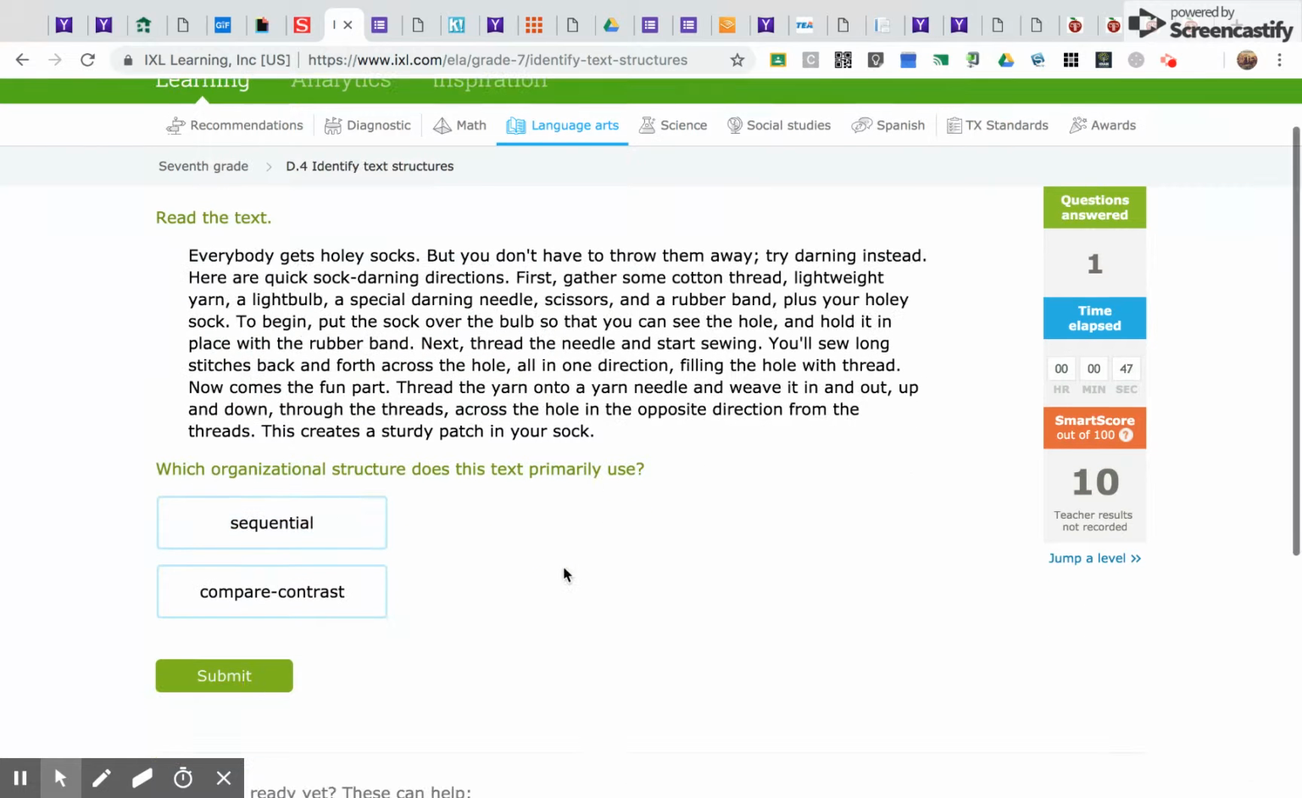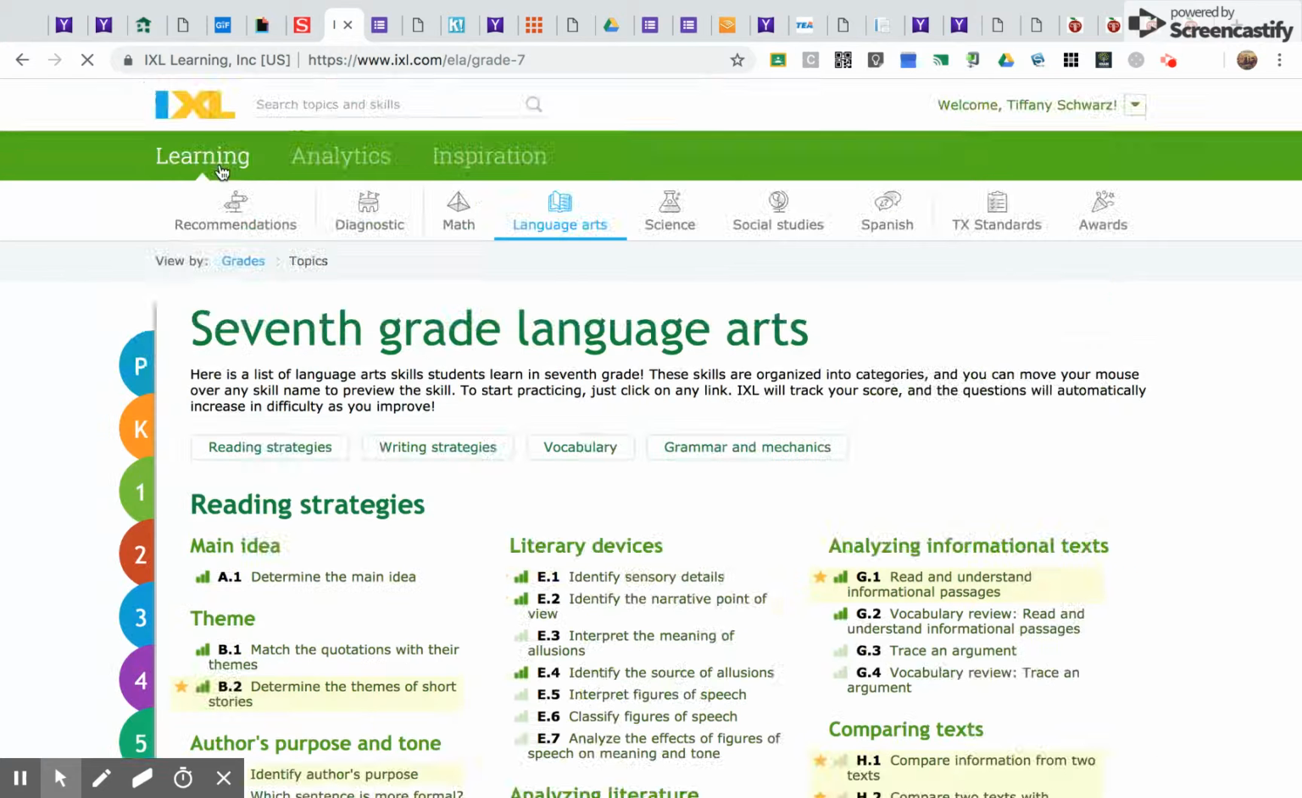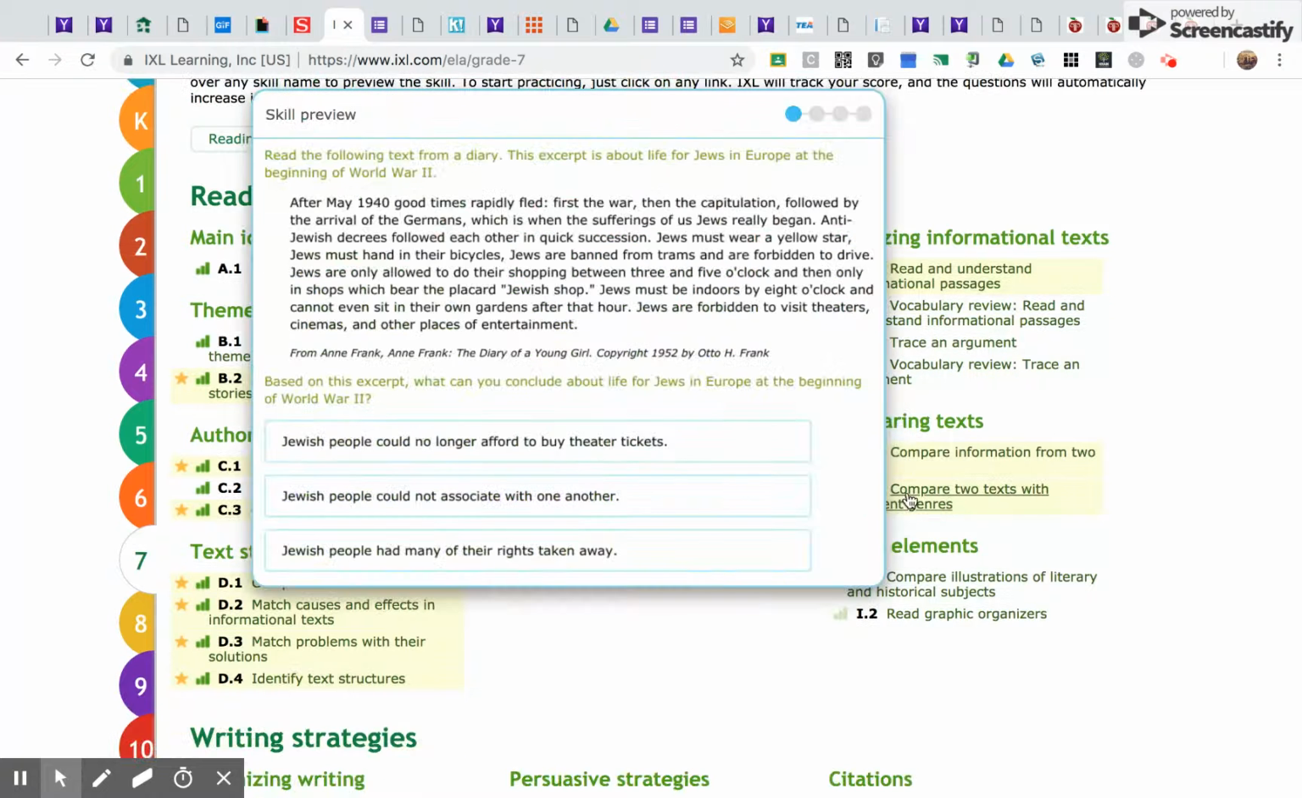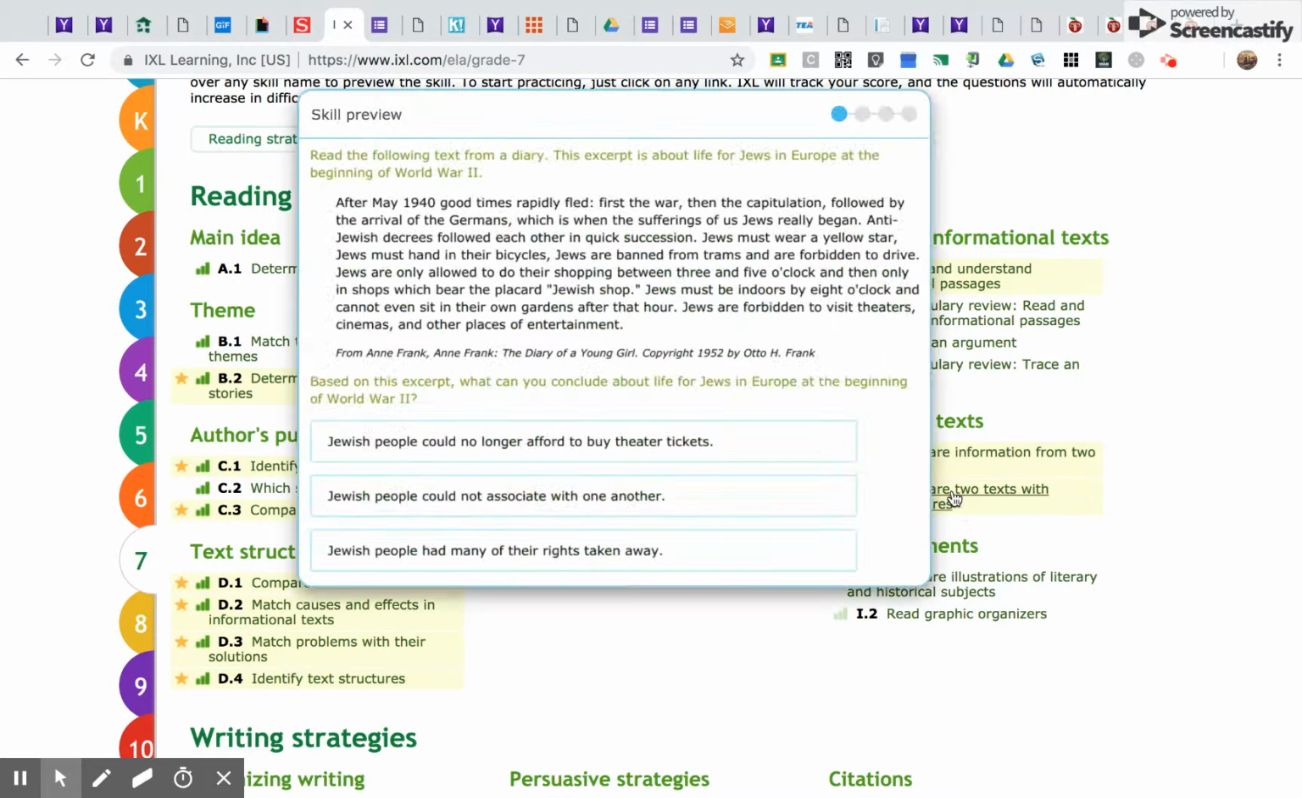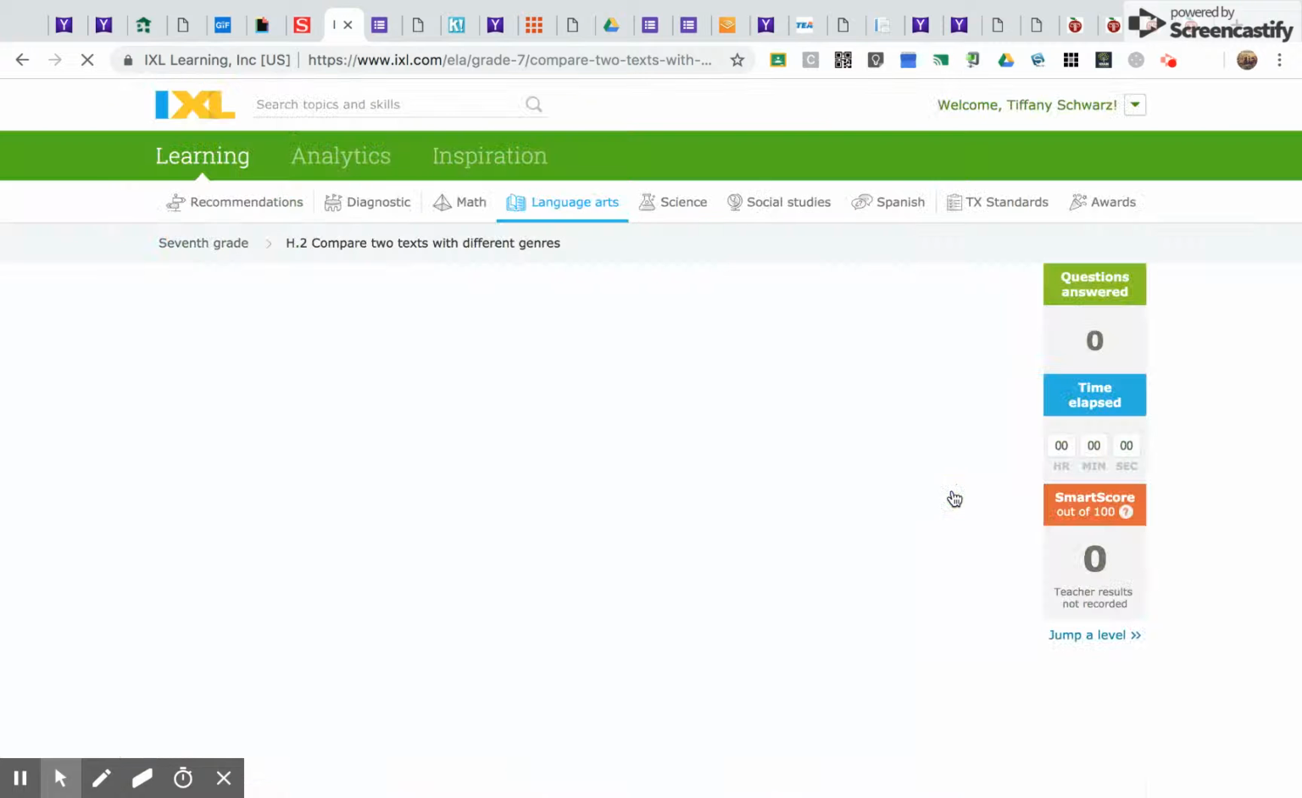Okay, so after you do this one, and if you need help reviewing text structures, they're in your review packet. You're going to go back to 7th grade again. And this time you're going to go to H2, compare 2 texts with different genres. So I'm going to click on that.